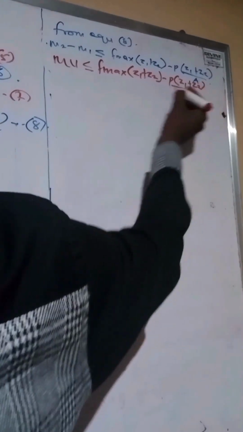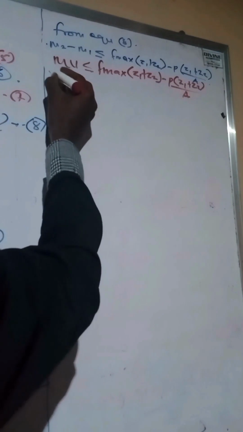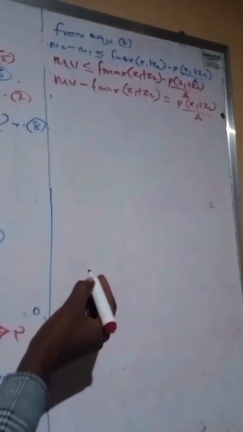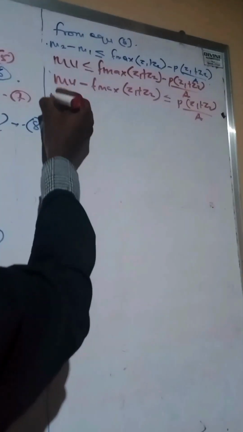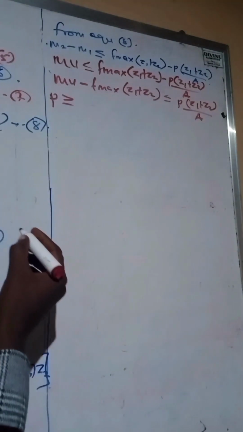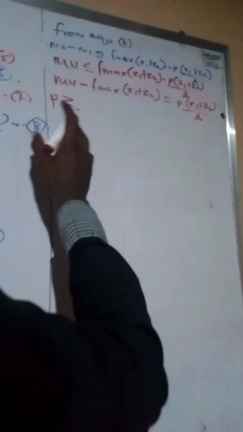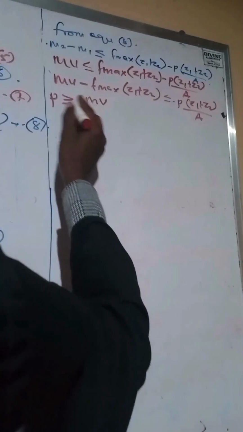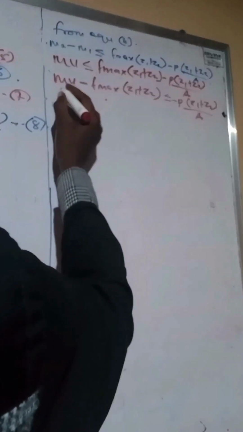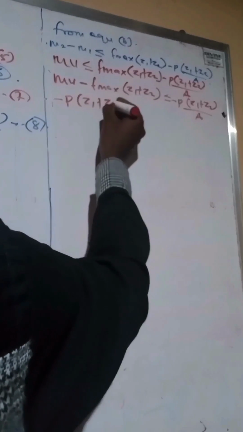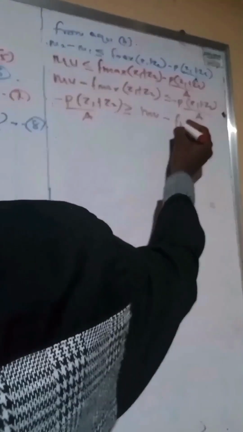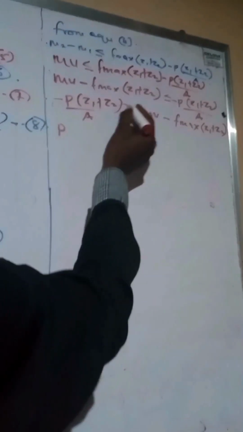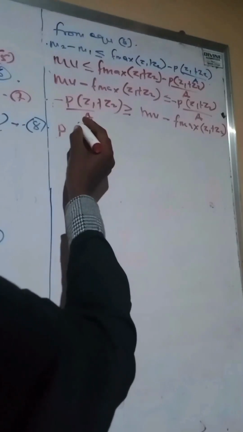Z2 over A. So if we do that, we're going to have our P to Z1 plus Z2 all over A. Okay, so if we continue on that, since this is less, this is minus P. Solve it, we're going to have minus P brackets Z1 plus Z2 over A P minus F maximum Z1 plus Z2.